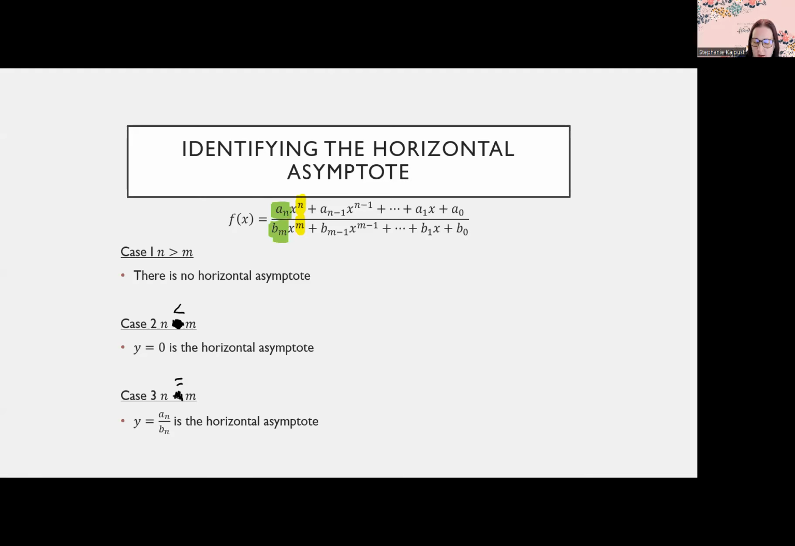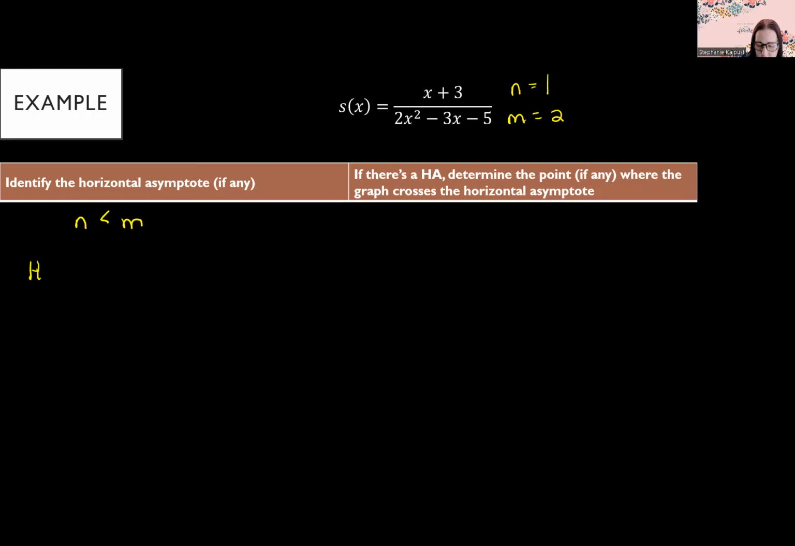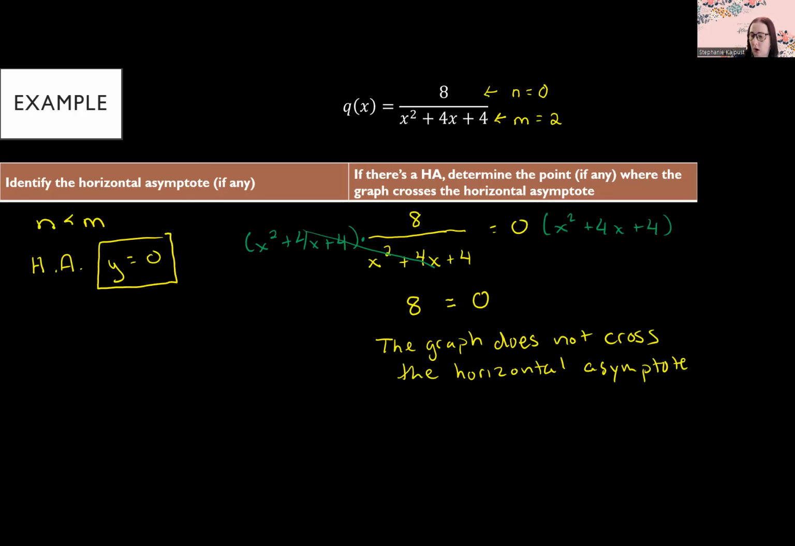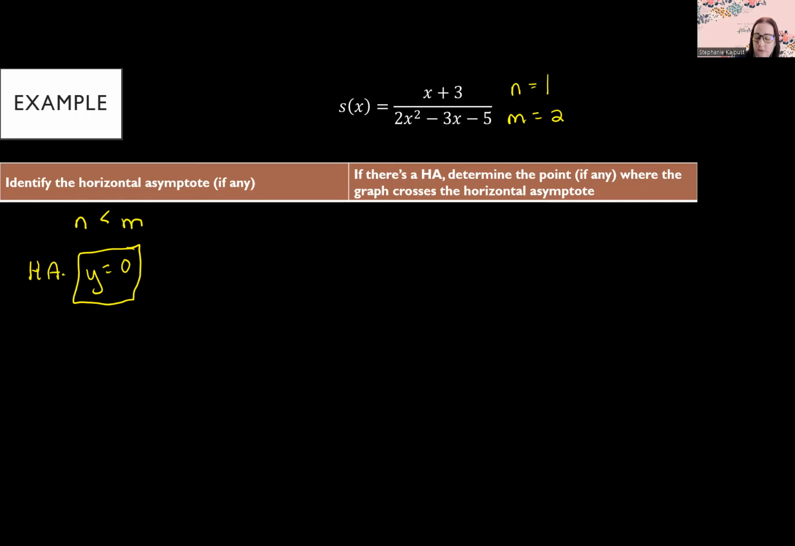So when the top is smaller than the bottom, that is case 2, where the horizontal asymptote is at y equals 0. So our horizontal asymptote is y equals 0. So we have a horizontal asymptote, and now we want to see, do we cross that horizontal asymptote? So the first example that we did, where we had y equals 0, we did not cross the horizontal asymptote. So do we cross this one?